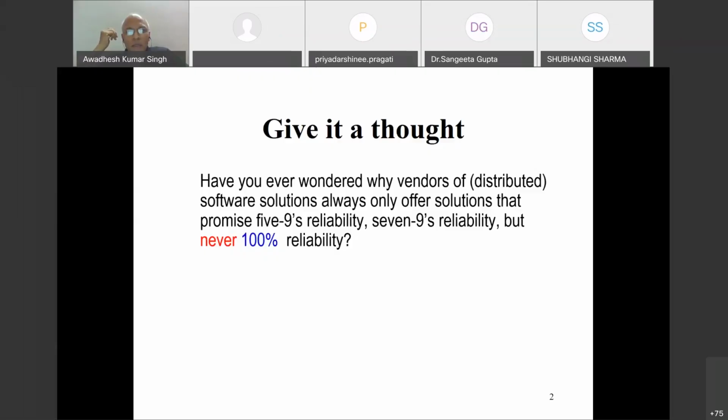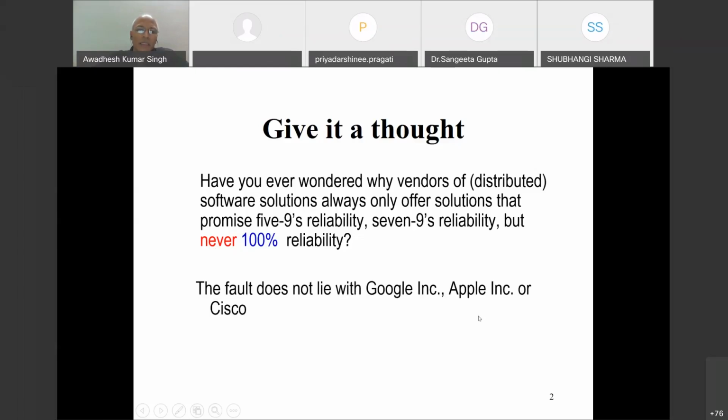Software vendors or different machine vendors provide reliability, which is five nines. They never claim that the reliability is 100%. The reason is usually we feel that if we go for a better or more reputed vendor like Google, Apple, or Cisco, possibly we can have 100% reliability, but actually it is not so.